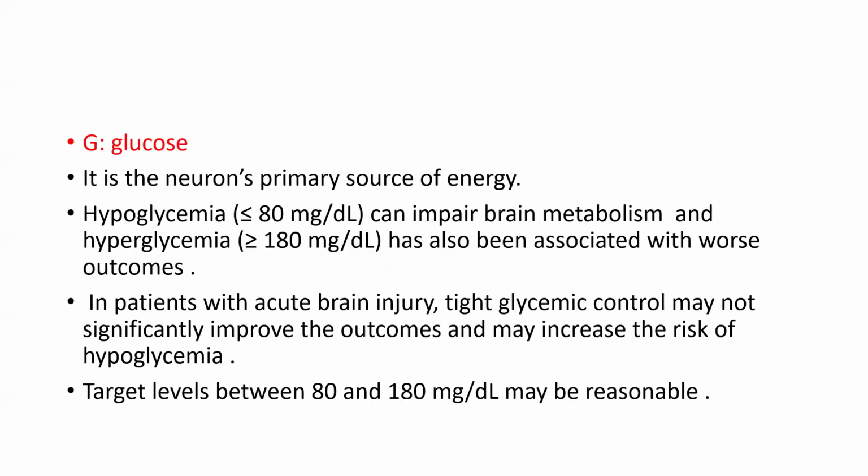of traumatic brain injury. So the G stands for glucose. Glucose is the main neuronal source of energy. Hypoglycemia, that is a blood glucose level of less than or equal to 80 mg, can impair brain metabolism, and hyperglycemia, that is a blood glucose level of more than or equal to 180 mg, has also been associated with worse outcome. In patients with acute brain injury, tight glycemic control may not significantly improve outcomes and may increase the risk of hypoglycemia. So the target should be between 80 to 180.